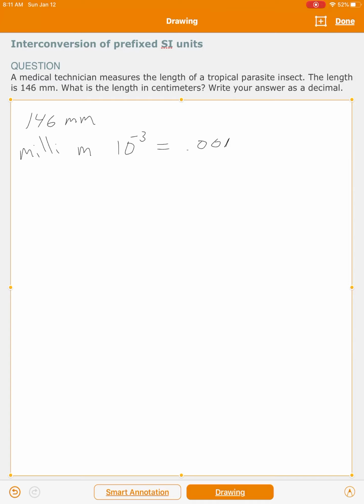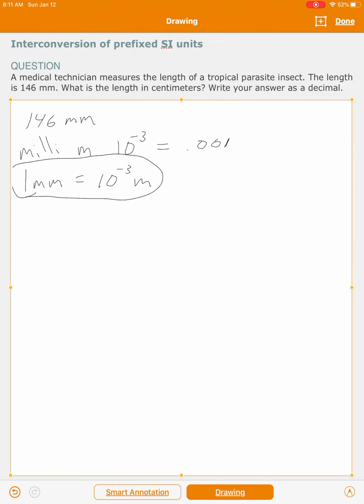So what I'm going to do is I'm going to say this. Milli is 10 to the minus 3. So that means that 1 millimeter is equal to 10 to the minus 3 meters. Okay? So 1 milli is 10 to the minus 3. So 1 millimeter is 10 to the minus 3 meters. And then we use this as a conversion factor.